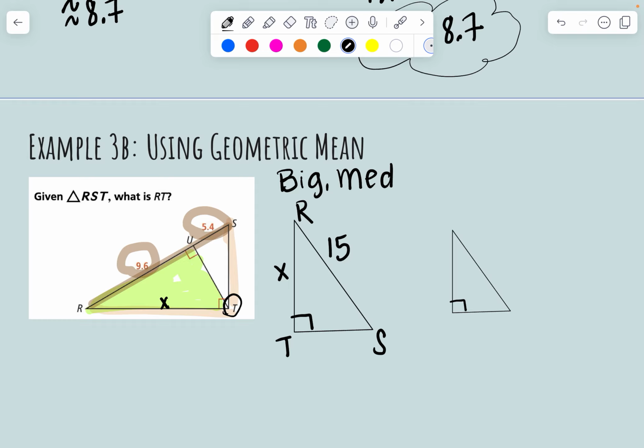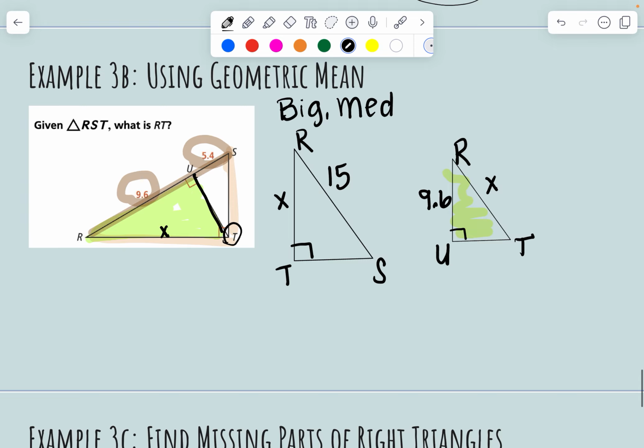If we look at our medium triangle here, our green triangle, the right angle is at U. The shorter side goes from U to T, and the longer side goes from T to R. And what we know here from U to R is 9.6. They want us to find RT. So there's the setup.